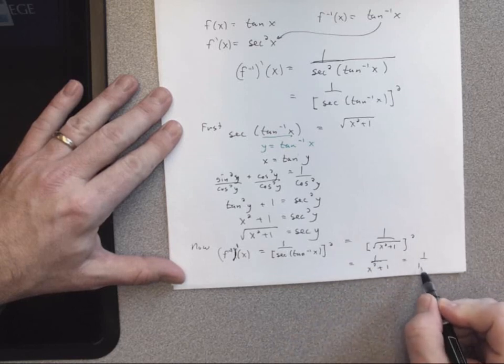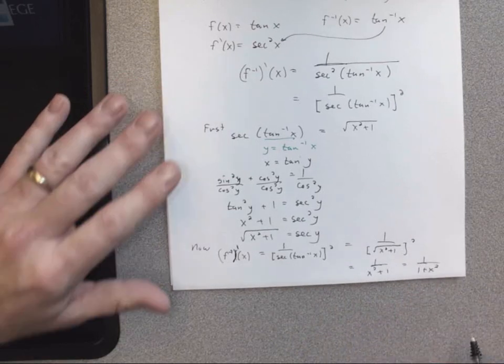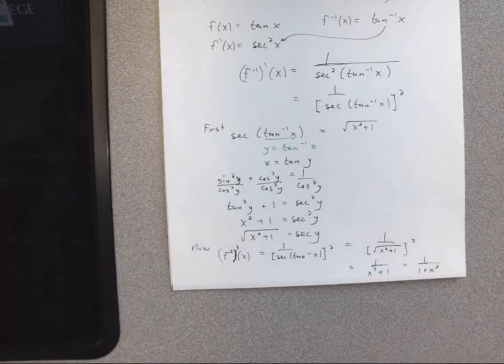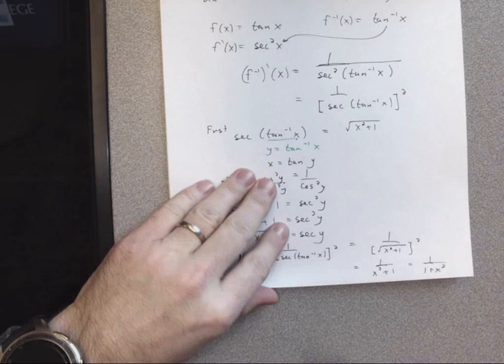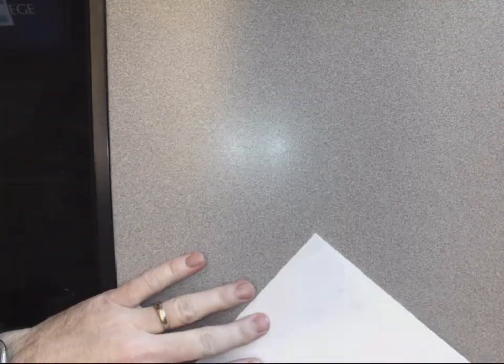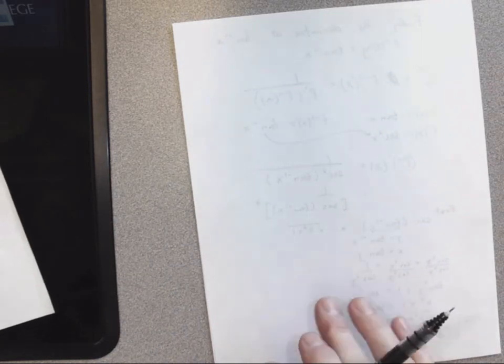And a lot of times they write it 1 over 1 plus x squared, and I don't know why they care about the order so much, but you'll see that expression more often than that. All right, let's do it again. Now we have a rule. Actually, maybe we'll list the rules in a second.